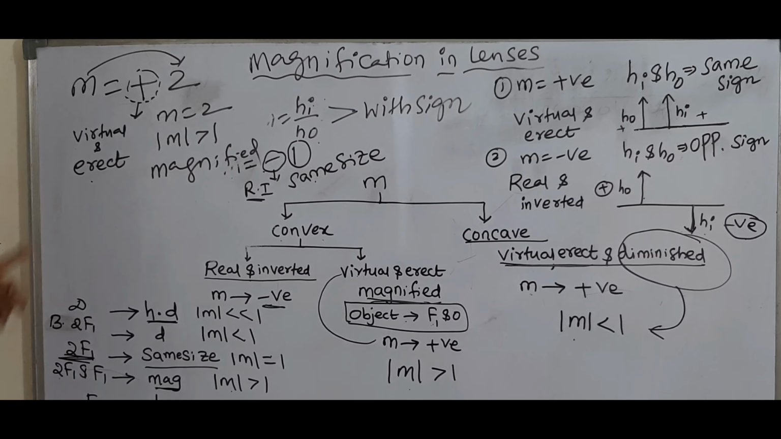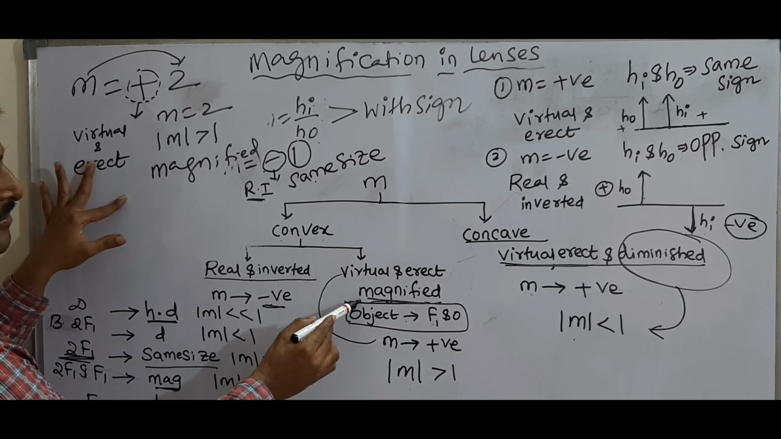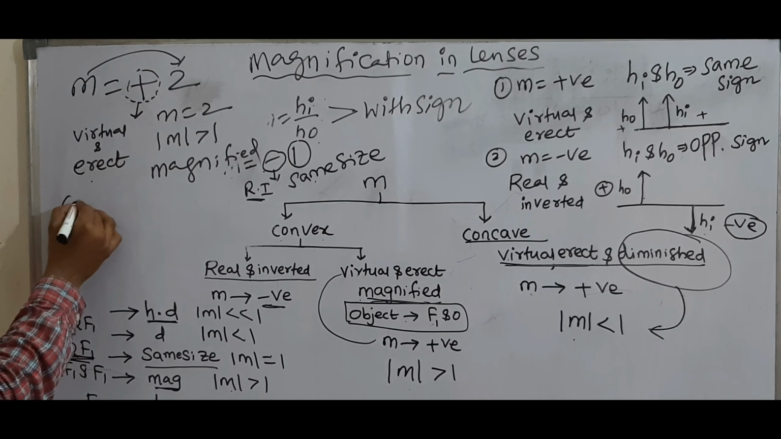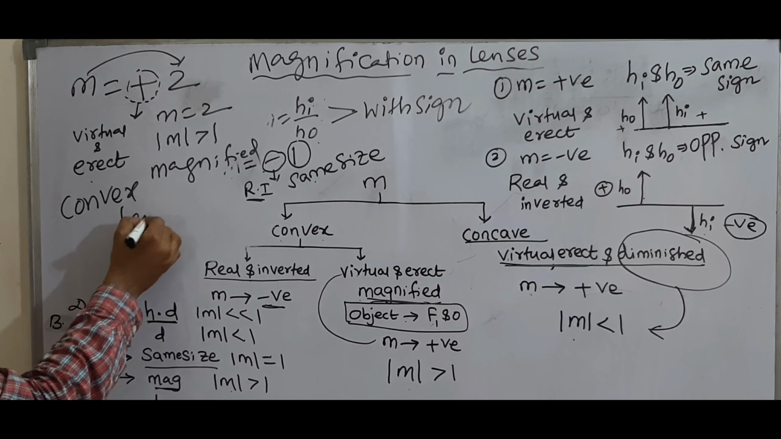So which type of lens? Virtual and erect and magnified. The concave lens is also virtual but it is diminished. Virtual magnified, so the lens is convex lens.